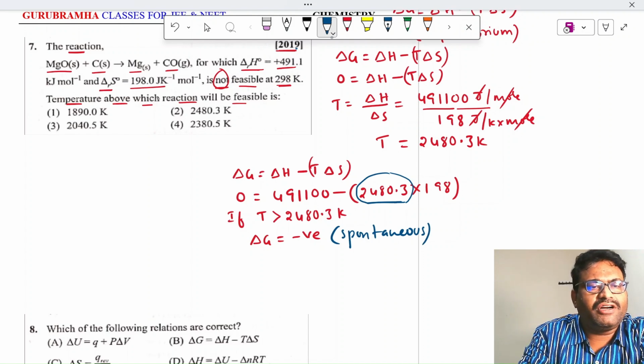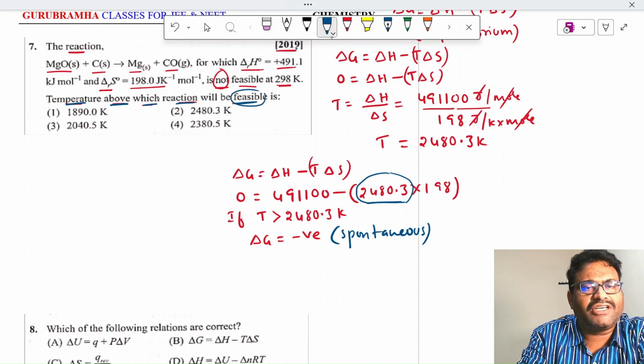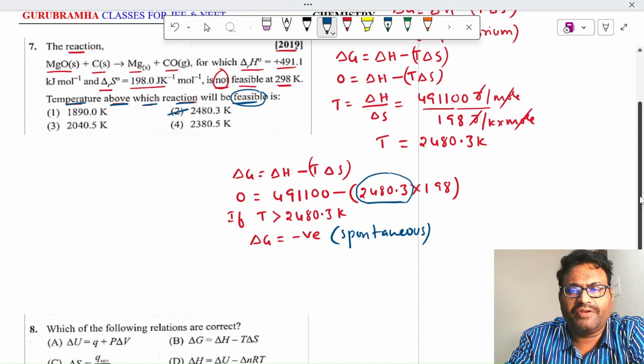So here, what is the question asked? Temperature above which the reaction will be feasible. Feasible means which occurs spontaneously. So the answer will be the second option.